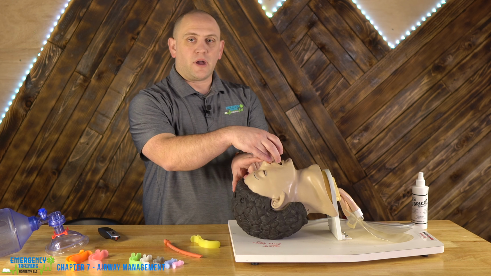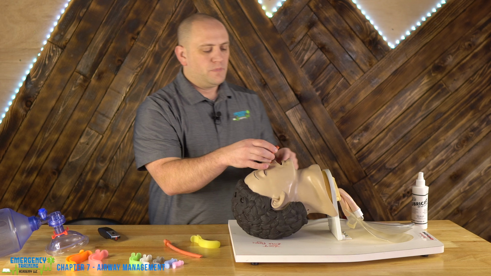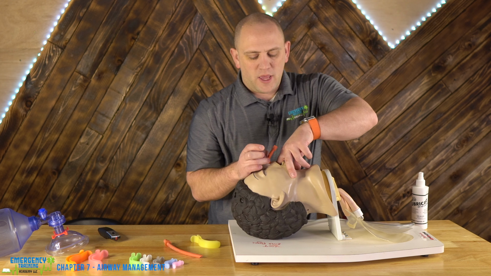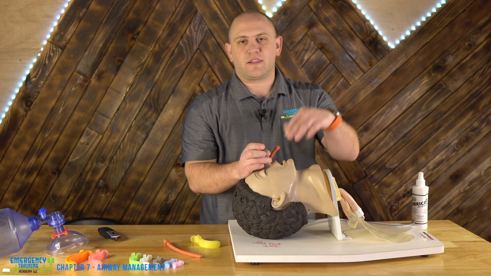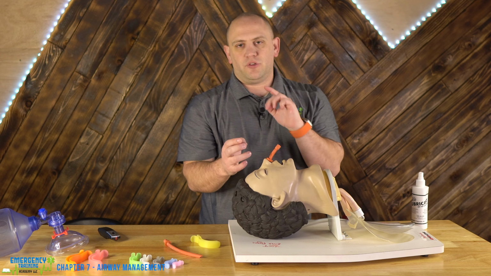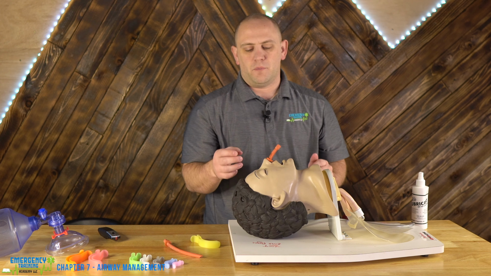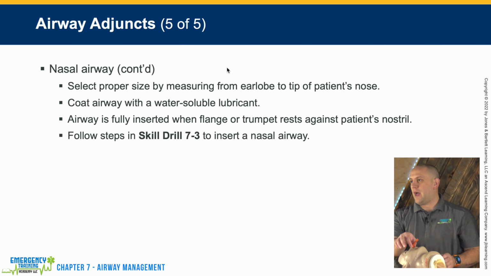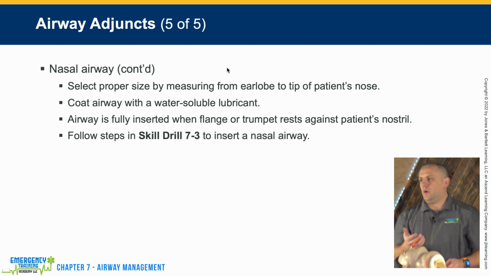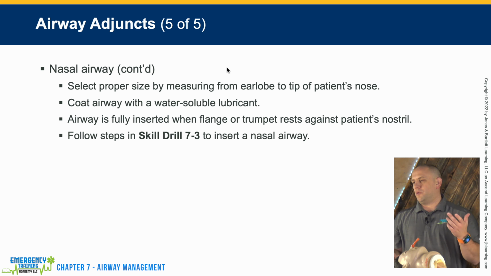And if you've measured it properly, then it should stop right at the nare. If you wanted to and you were able to, you'd be able to look inside their airway and actually see the tip of that right in the back of their mouth. But once you have that in place, it's going to allow for their airway to be maintained.